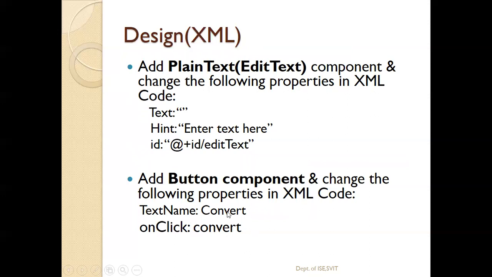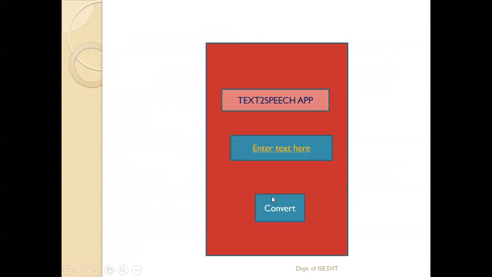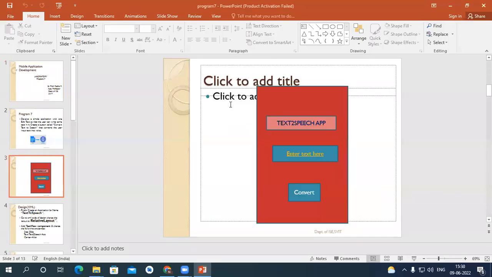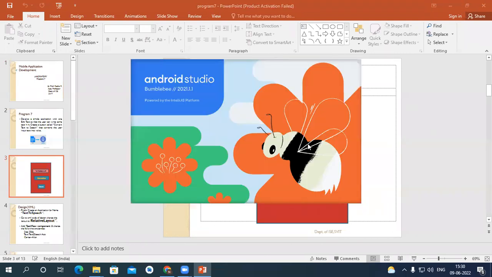For the text, you have to give it as convert, and onClick is an attribute where you have to give the name as convert. Because the user will be writing their own function, an independent method will be created with the name convert, and that name and this name should match. These are the steps you have to follow for the design. Once you are done, this is how the design will look. We'll see in detail in the Android application how exactly the design will work.